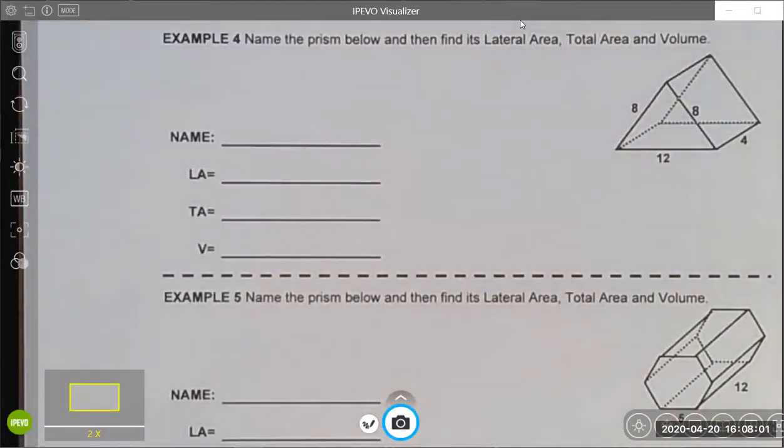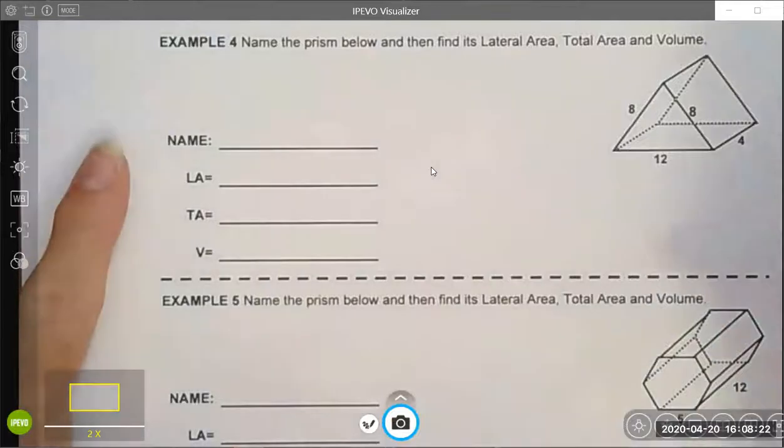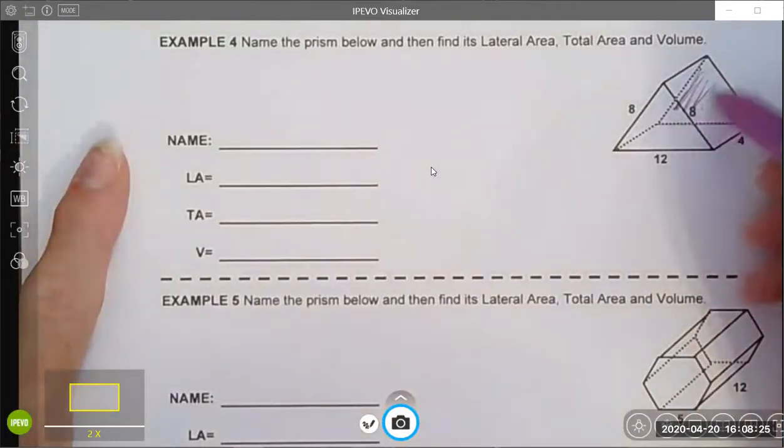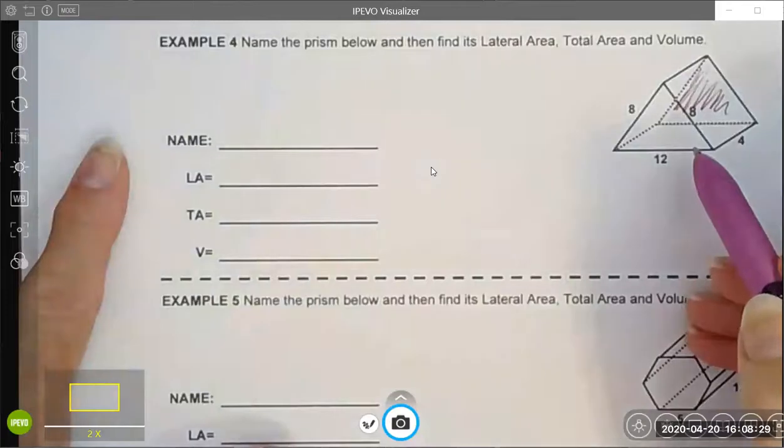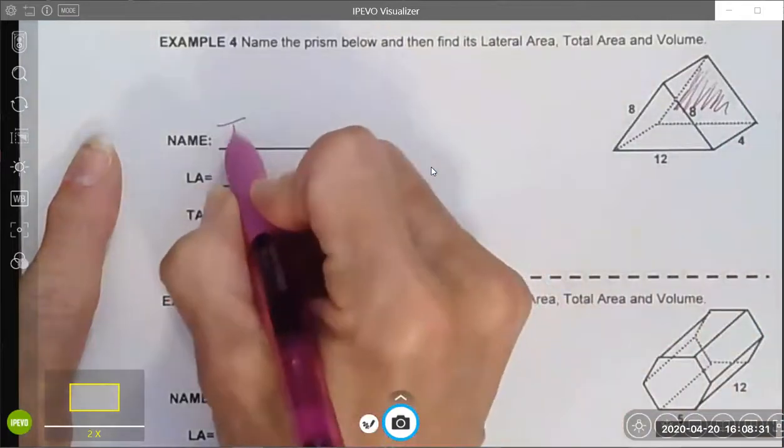Okay, folks, you know the basics. These next two examples use the same formulas and the same methodology that we've already talked about. They're just a little bit more complicated because of the shape of the base. So let's walk through a couple of them. This first one, or I should say the fourth example, is a triangular prism. And I know that because my base shape, the two faces that are parallel and congruent, are triangular in shape. So I'm going to write that here.